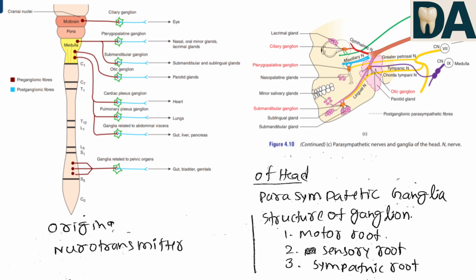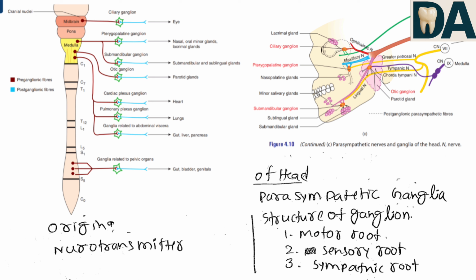The parasympathetic ganglia and their innervation are as follows. One is ciliary ganglion, pterygopalatine ganglion, submandibular ganglion, otic ganglion. Structure of ganglion: every parasympathetic ganglion consists of 3 roots which enter the ganglion and have multiple distinct branches. The 3 roots are as follows: motor root, sensory root, and sympathetic root.